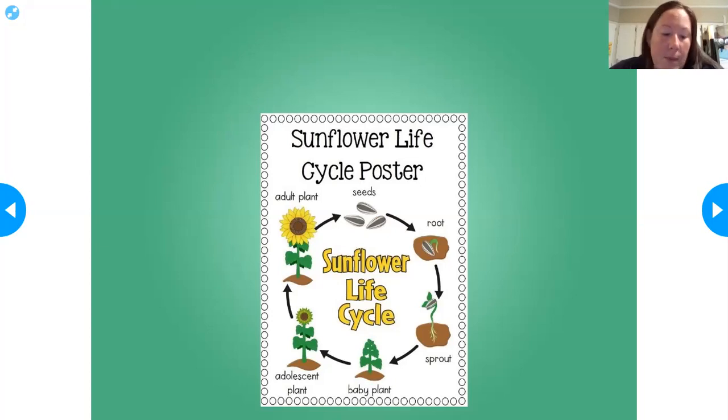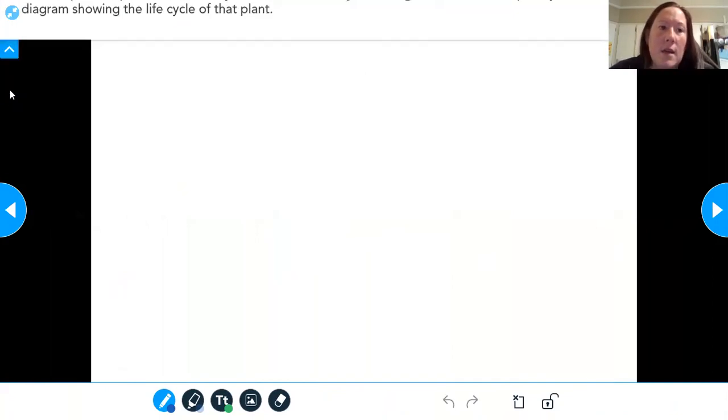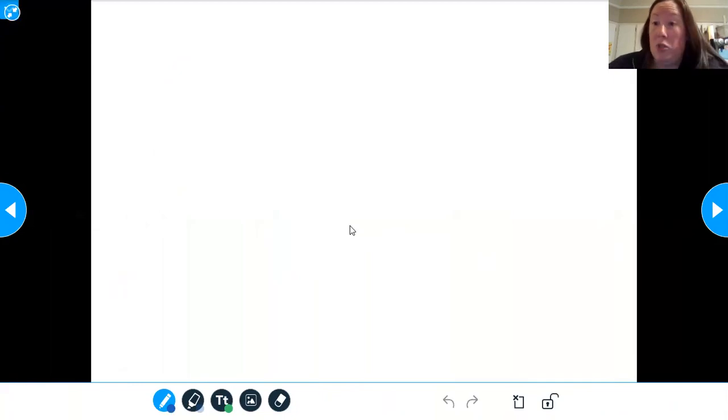Now here's where your paper and pencil are going to come into play. How do plants reproduce? It's okay if you aren't sure yet. Take your best guess. Choose one plant you know and create a diagram showing the life cycle of this plant. Didn't we just do this with a sunflower? I think we did. So if I were to choose a sunflower, I could definitely draw my life cycle of a sunflower.